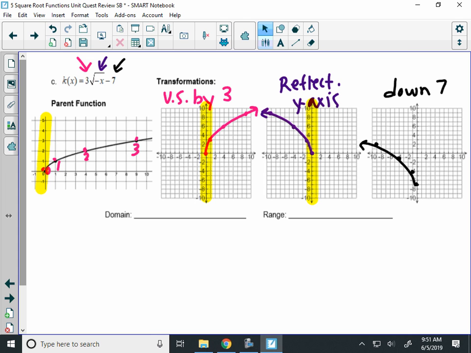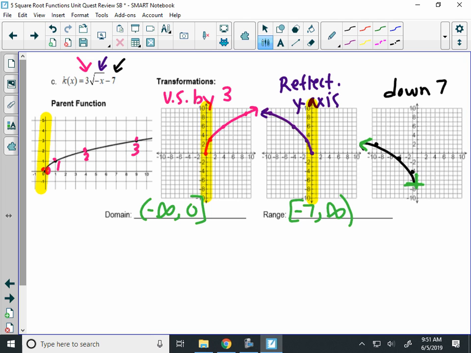So my domain starts on the left. I have an arrow on the left, which means my domain goes from negative infinity up to the x value of 0, inclusive. The range is on the bottom. I start at negative 7, and my graph goes up, has an arrow, to infinity.